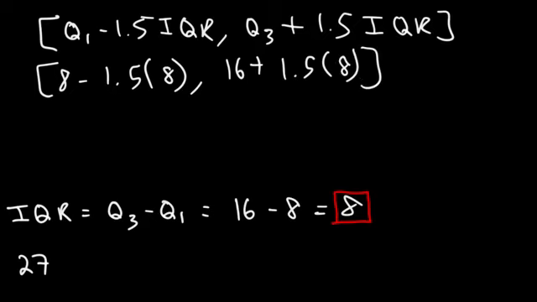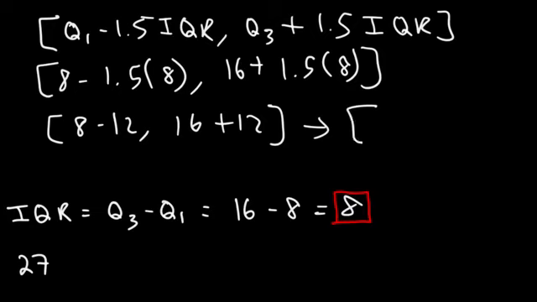What is 1.5 times 8? 1 times 8 is 8. 0.5 times 8 is 4. 8 plus 4 is 12. So this is going to be 8 minus 12, and this is 16 plus 12. Now 8 minus 12 is negative 4, and 16 plus 12 is 28.